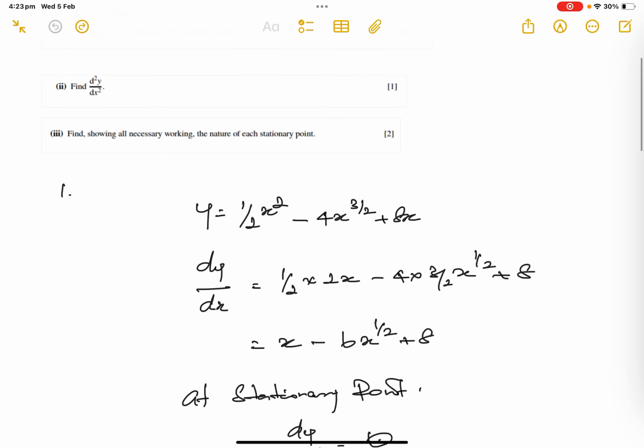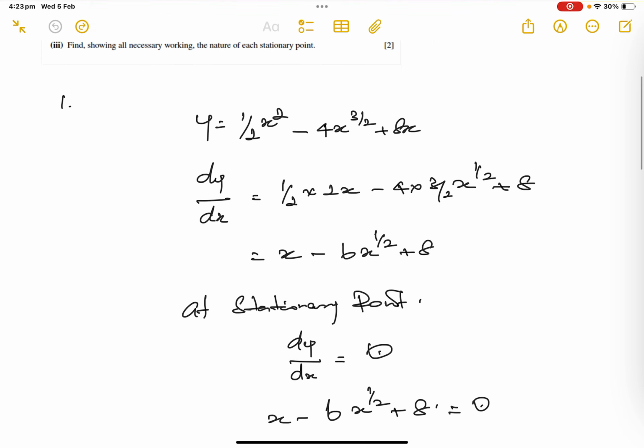Stationary points mean the tangent of a curve is parallel to the x-axis. The tangent of a curve is given by dy over dx. When the tangent is parallel to the x-axis, dy over dx equals 0. So first of all, we need to find the gradient of the tangent, which is dy over dx.